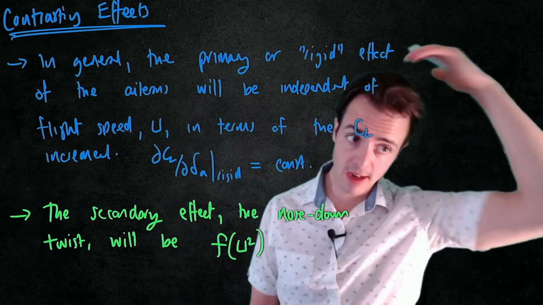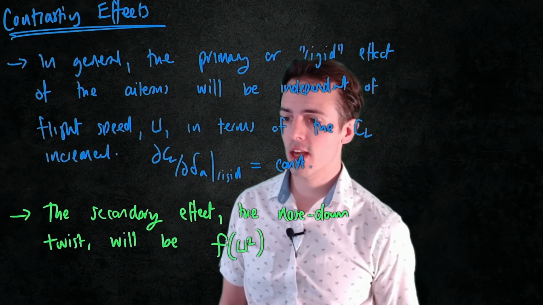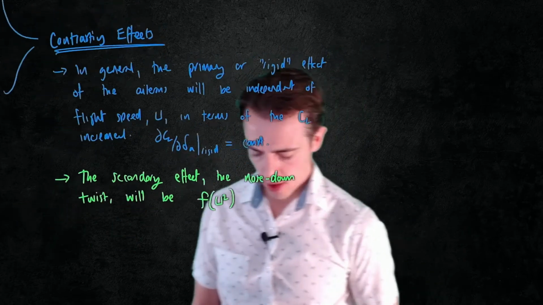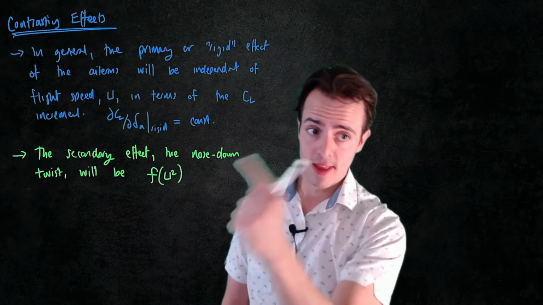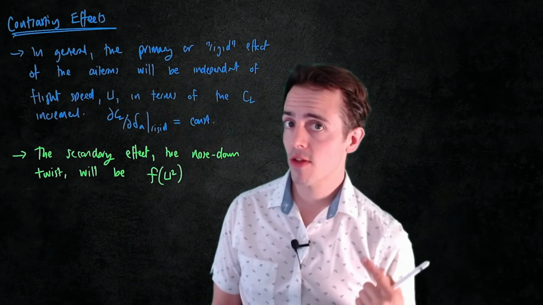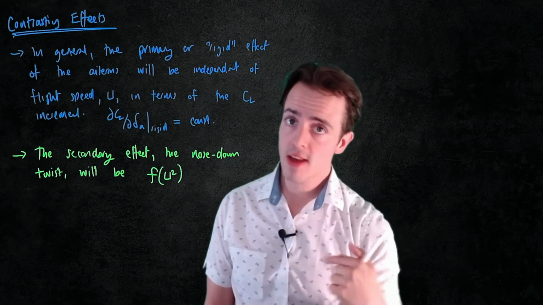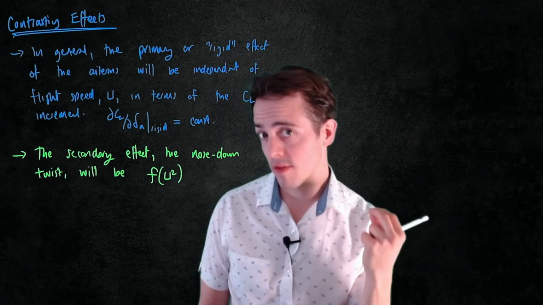Okay, so the secondary effect, this nose down twist, will be a function of the flight speed squared. Okay, it's a function of dynamic pressure. So as long as this effect is bigger than this one, then we have an aileron that does what it's supposed to do. If these two things are the same size, then we have an aileron that doesn't do anything. Okay, that's what we call the control reversal speed.